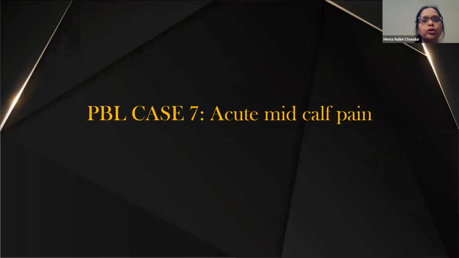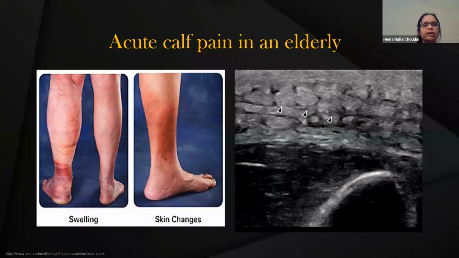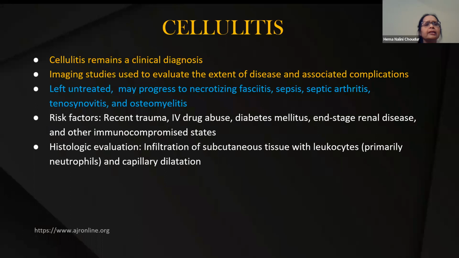Now let's move on to a scenario of acute mid-calf pain. Here's an acute calf pain in the elderly. You put an ultrasound probe in the area of redness, and all that you see is edema within the subcutaneous fat plane. And you know the simple diagnosis is either cellulitis, which is infective, or if it is bilateral, then you're looking at other etiology causing the subcutaneous edema. That it is a clinical diagnosis, cellulitis.